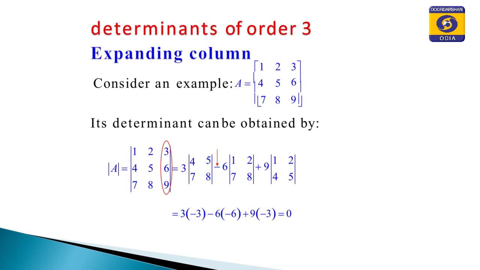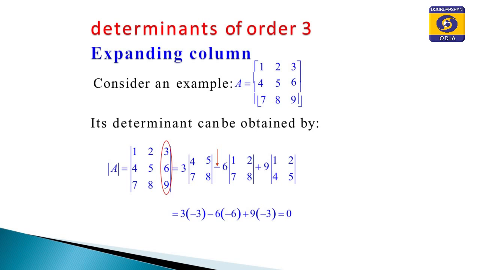Here we expand along the third column. The third column consists of the elements 3, 6, 9. The sign of 3 is positive, the sign of 6 is negative and the sign of 9 is positive. Hence, expanding the third column, we delete the row and column in which the element 3 lies.